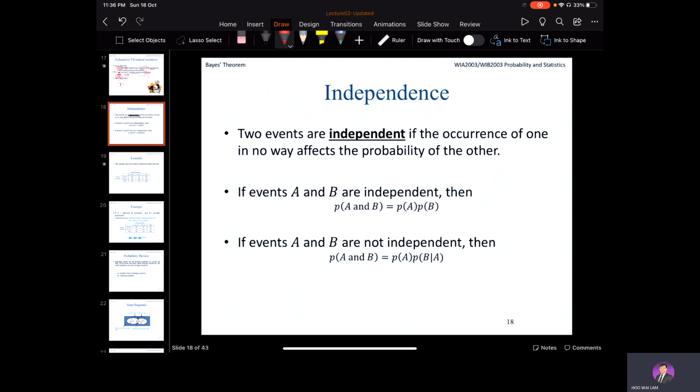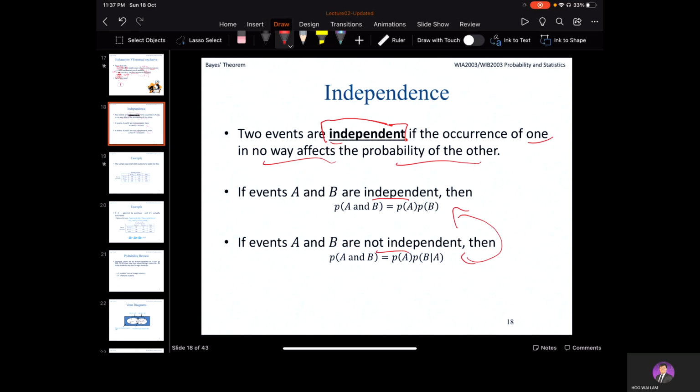Okay, after we talk about mutually exclusive and collectively exhaustive events, one of the most important concepts in probability is independence. Two events are independent if the occurrence of one in no way affects the probability of the other. So you always need to check the question or the explanation in the scenario, how it tells you whether it's independent or not, for you to decide. Once you have decided independent or non-independent, your formula will eventually be different.